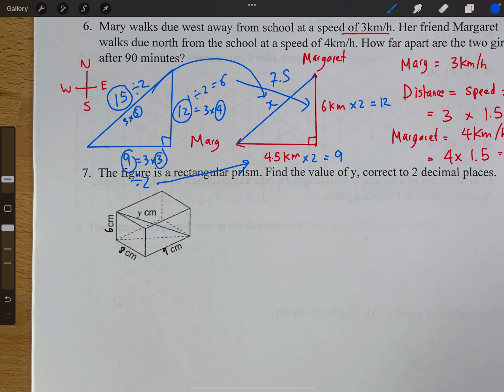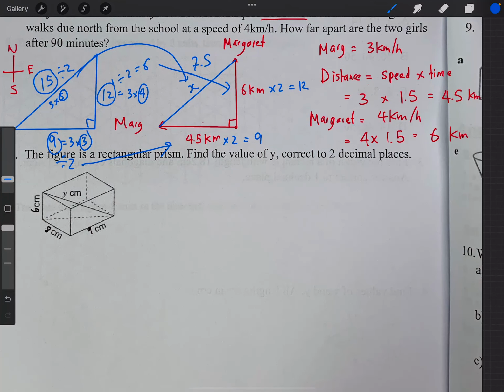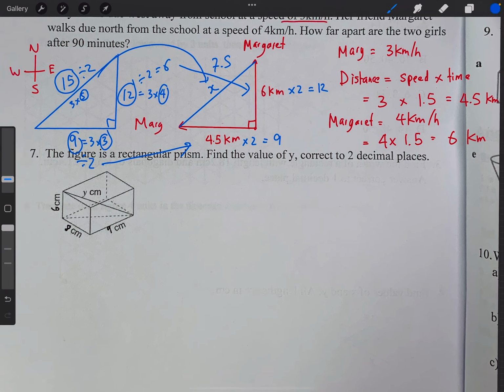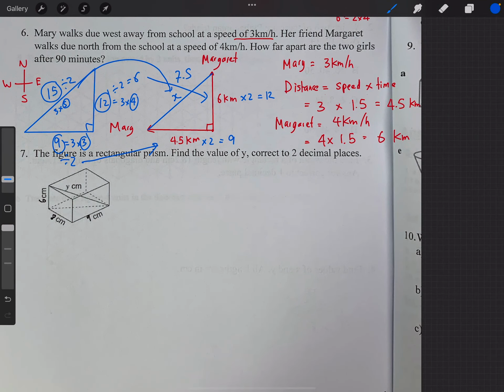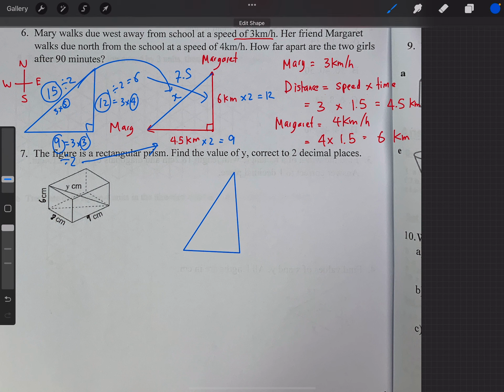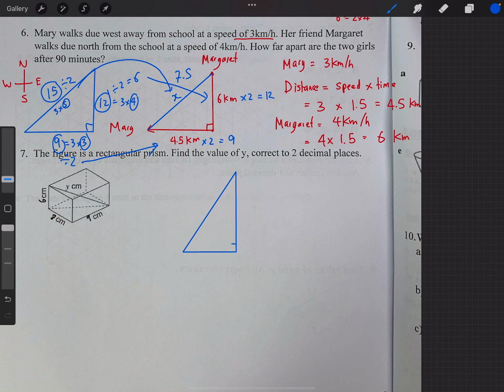Now, if any of that confuses you and you don't understand how this relationship between the Pythagorean triad works, then just use Pythagoras' theorem. Let's redraw that triangle again. You have here 6, you have 4.5, and with this x. So x squared is equal to 6 squared plus 4.5 squared, which equals 36 plus 4.5 squared.